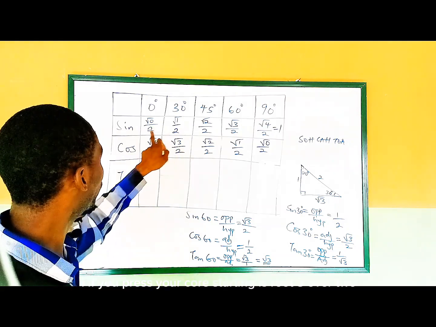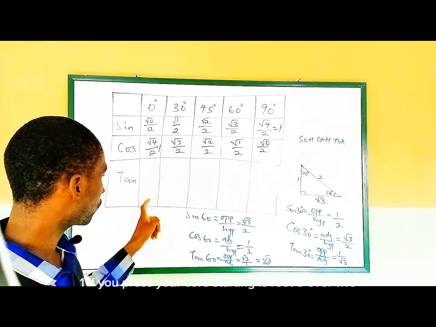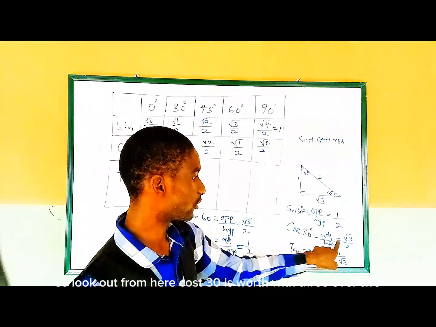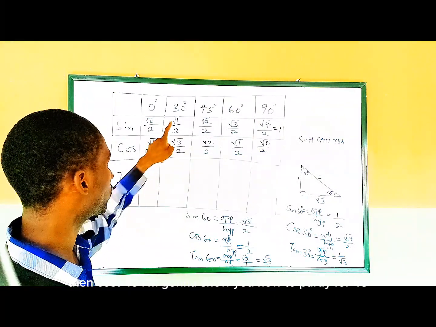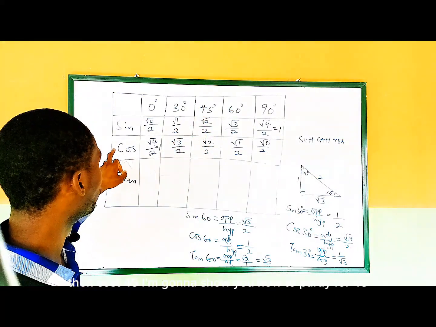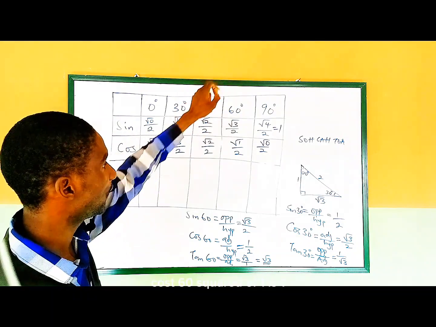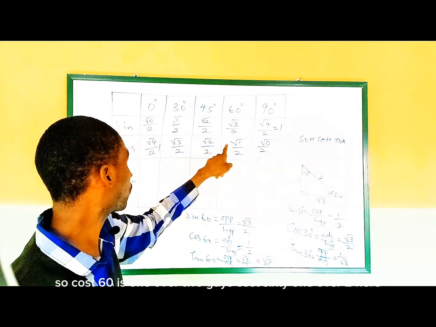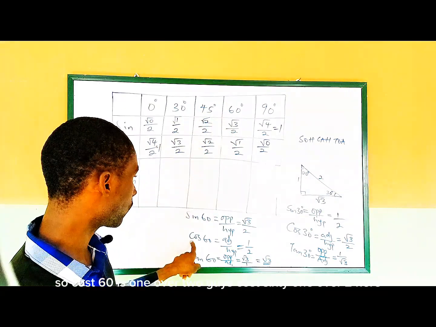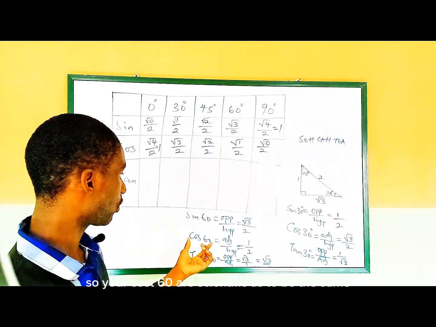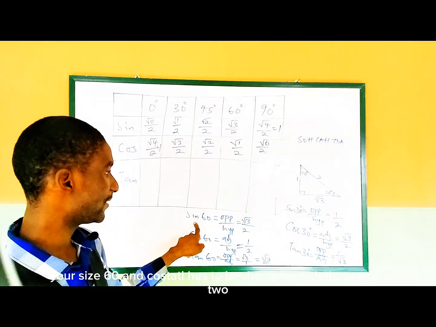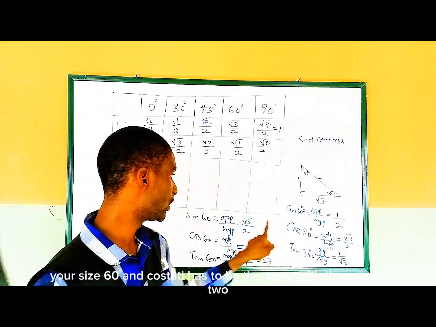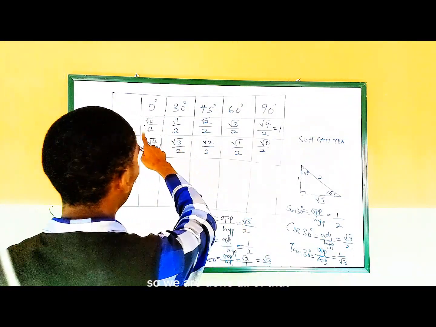If you press your cos 30, it is root 3 over 2. So look at it from here, cos 30 is what? Root 3 over 2. Do we have root 3 over 2 here? Then cos 45, I'm going to show you how to calculate for 45. Cos 60, square root of 1 is 1. So cos 60 is 1 over 2. Can you see cos 60 is 1 over 2 here? So your cos 60 and sin 30 have to be the same. Your sin 60 and cos 30 have to be the same, root 3 over 2. So we have done all of that.